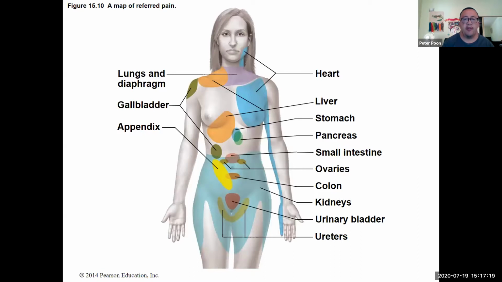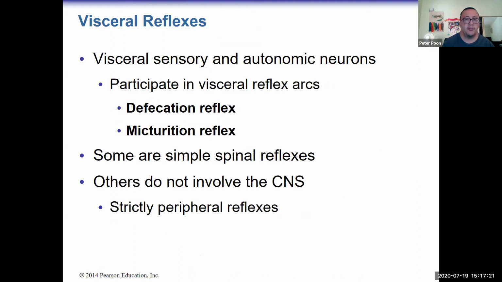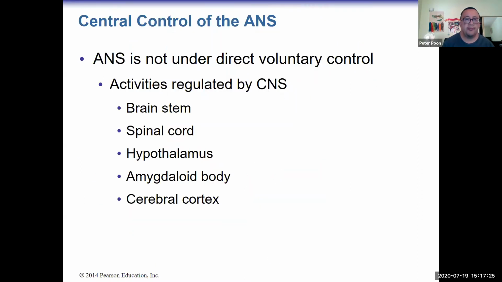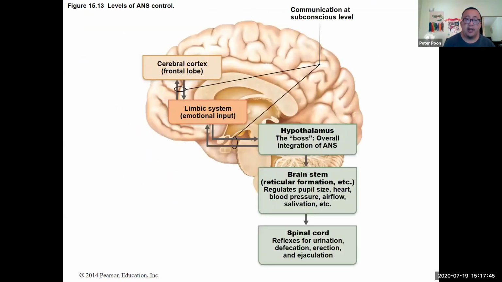So you can see the referred pain locations. We'll skip the rest of the chapter. One last thing: the ANS is not under direct voluntary control. I can't sit here and say, hey heart, you gotta beat faster, or you gotta beat slower. But I can influence that, because these things are modulated by the CNS.